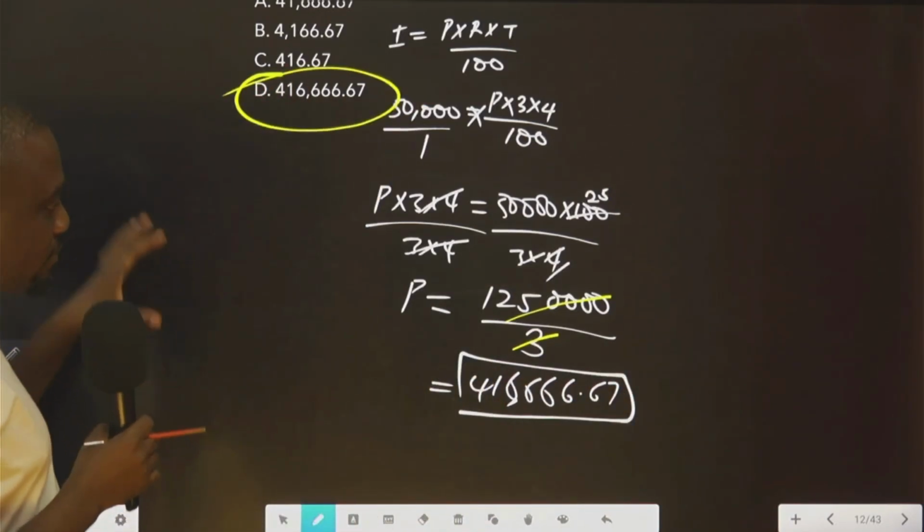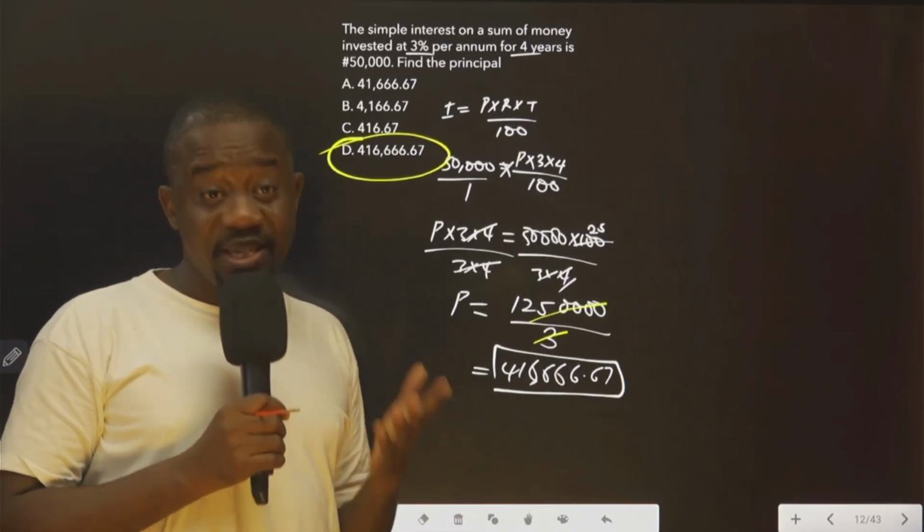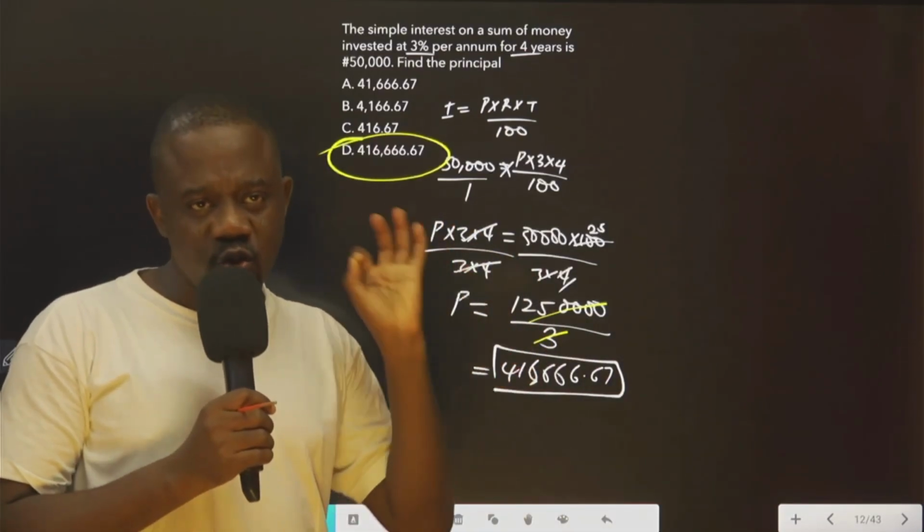D. Hope you understand simple interest. Principal times rate times time all over 100. Then you work out the particular variable you are asked to solve. Okay?